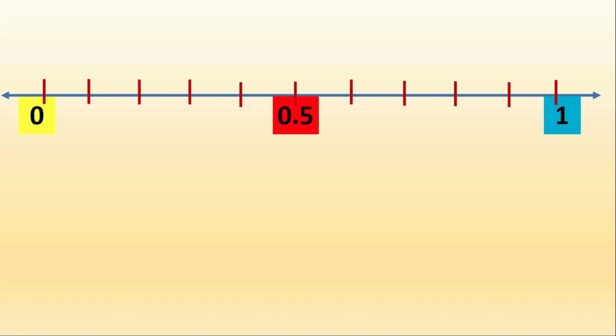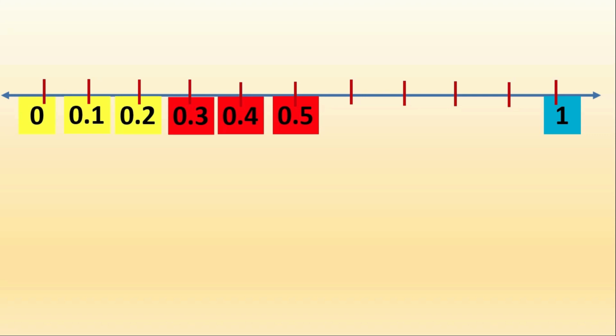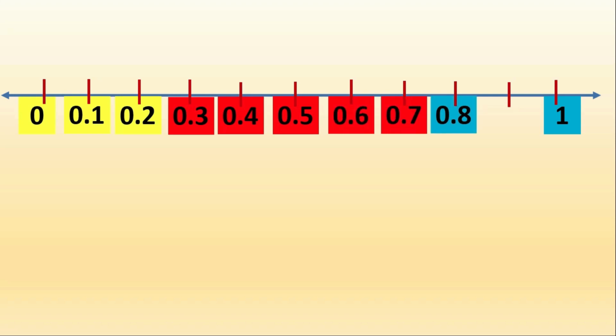Then label the points between 0 and 0.5: 0.1, 0.2, 0.3, 0.4, and after 0.5: 0.6, 0.7, 0.8, 0.9. And you know that 10 over 10 equals 1. So we have finished drawing the number line and labeling the numbers.